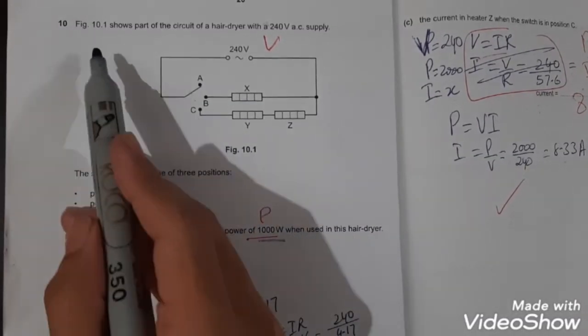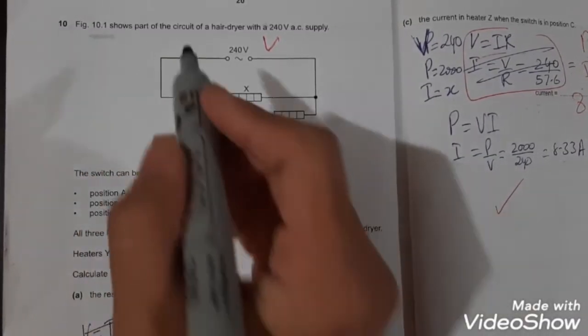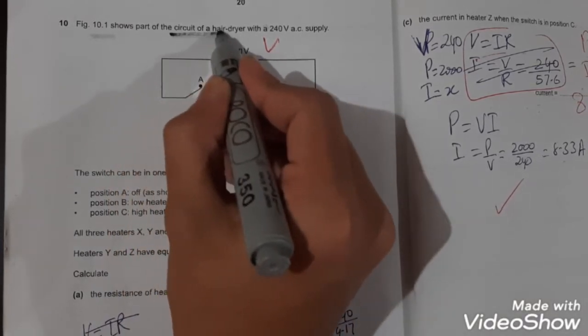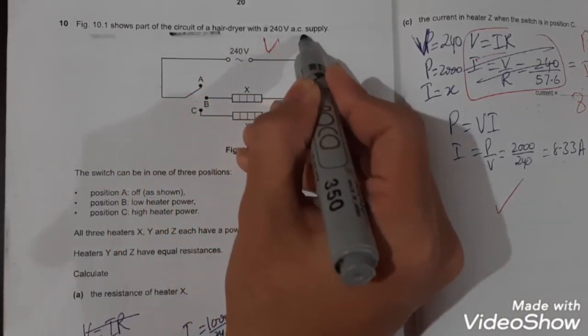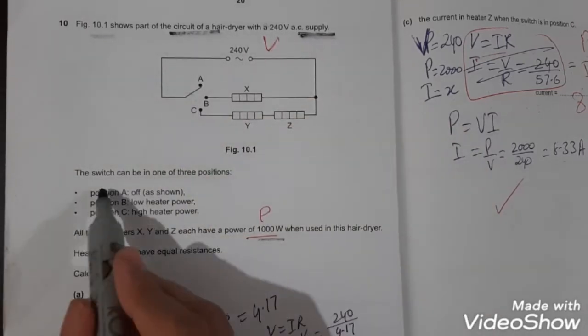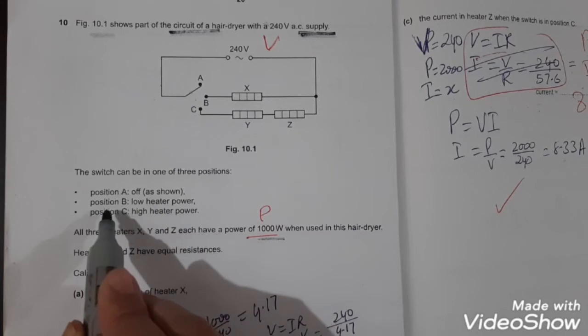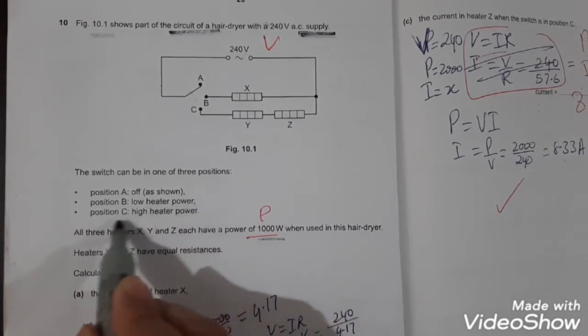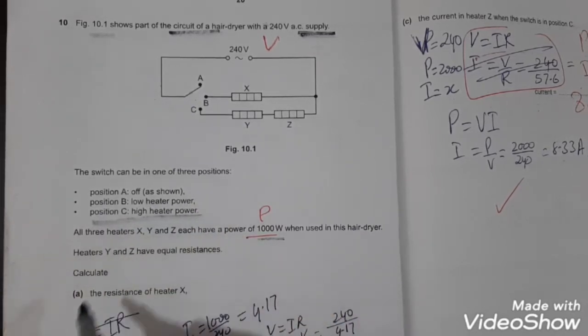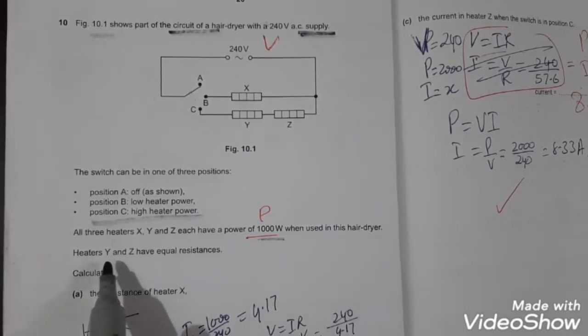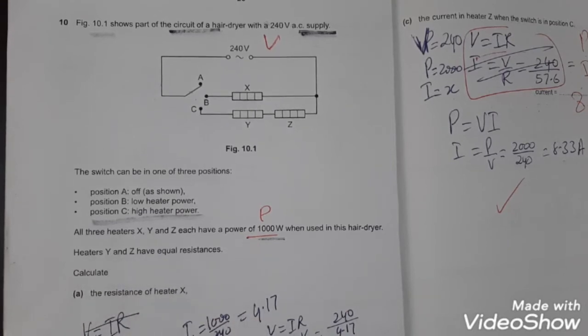Question 10 states figure 10.1 shows part of the circuit of a hair dryer with a 240 volt AC supply. The switch can be in one of three positions. Position A is off, position B is low heater power, and position C is high heater power. All three heaters X, Y, and Z each have a power of 1000 watts. When used in this hair dryer, heaters Y and Z have equal resistance.